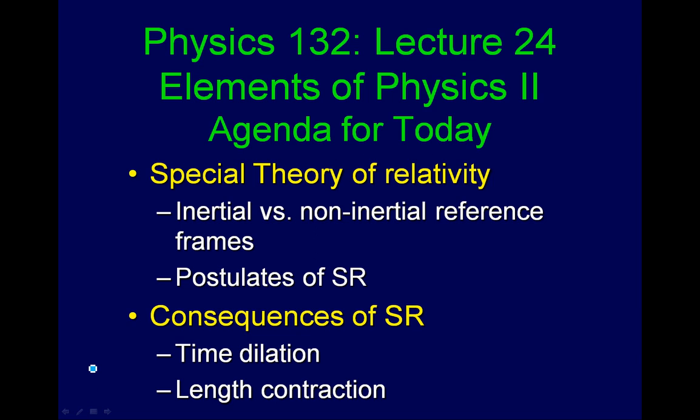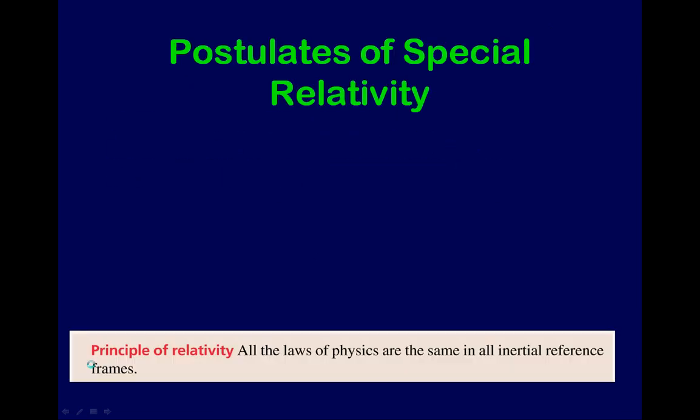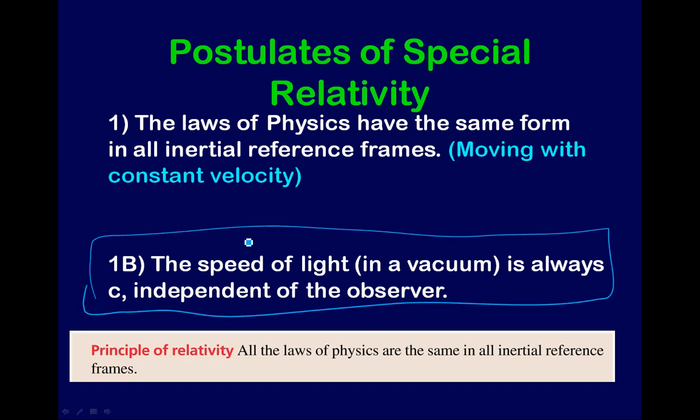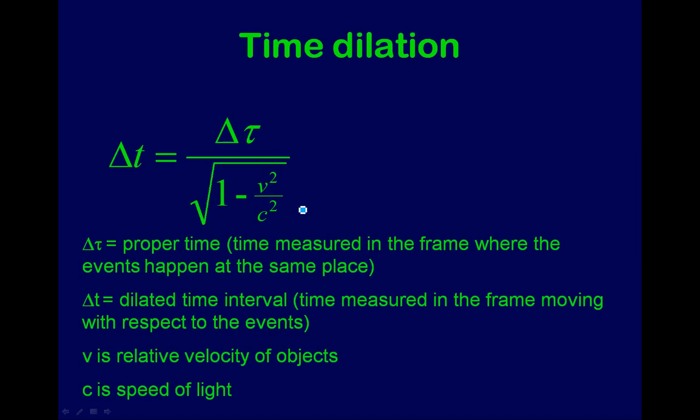So, moving on to finish up chapter 36 in special relativity. Here again are the postulates of special relativity. All the laws of physics are the same in all inertial reference frames, and what this implies is that the speed of light in a vacuum is always c, independent of the observer. We left off in the last pre-class because we ended up with this idea of time dilation.